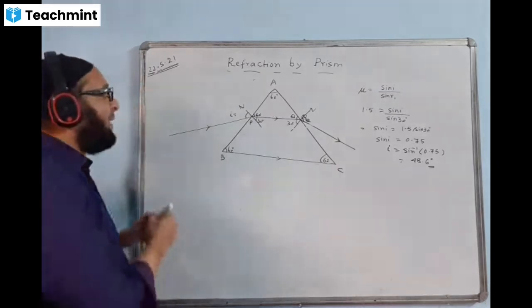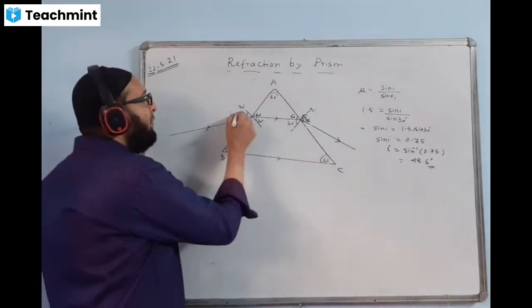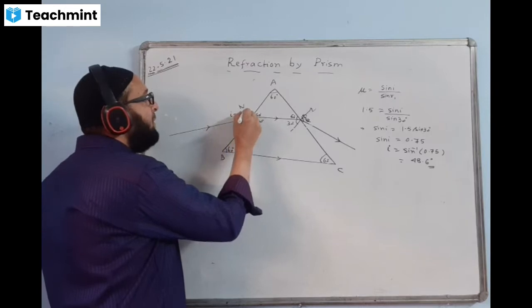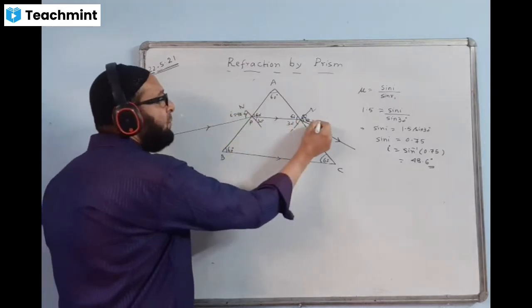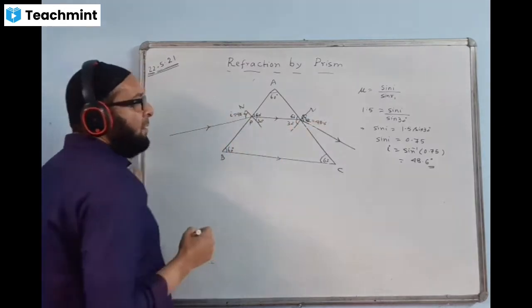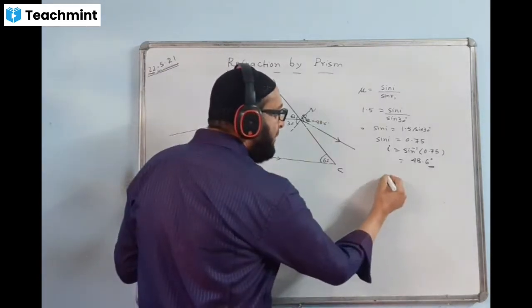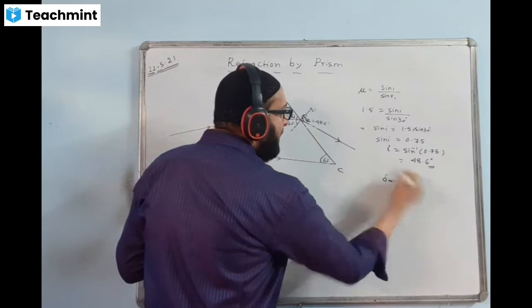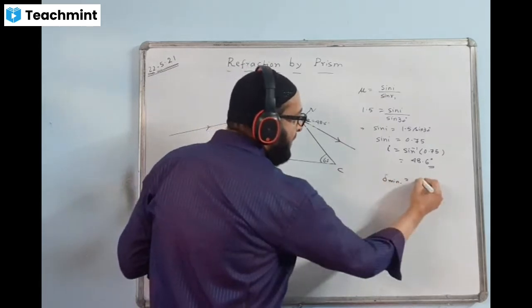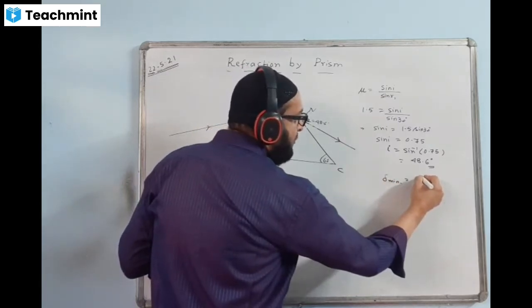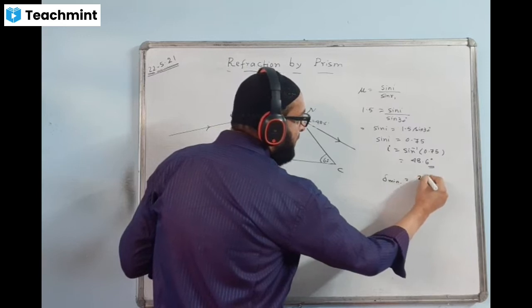Okay. So now I write here after calculation the value of I, 48.6 degree. E value also will be the same, 48.6 degree. And how much is the value of delta minimum then? You know, how much will the delta minimum value come? I have written the value. If you have seen, I wrote it as 2i minus A.